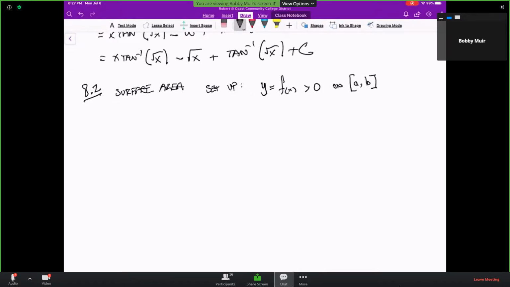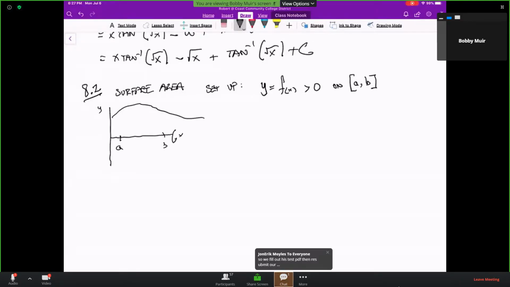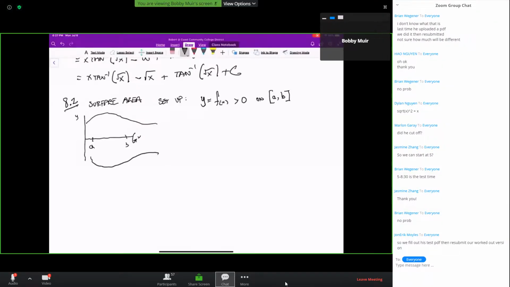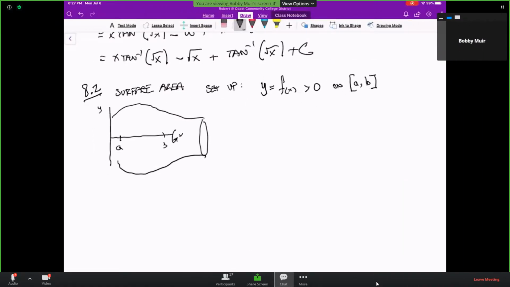So if you remember back in Math 180, we did something like this where you had A and B. That's X and that's the Y. And this might be the function. Now, what we're going to do is revolve it around, and we'll get something that looks like this. What we looked at in Math 180 was the volume. Now we're going to consider the surface area and see if we can get anything with that, all right?